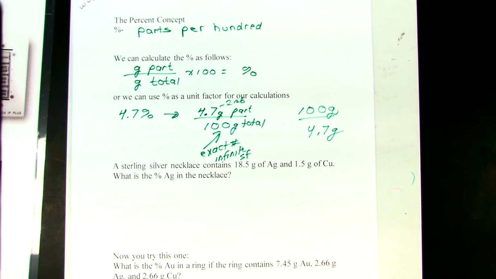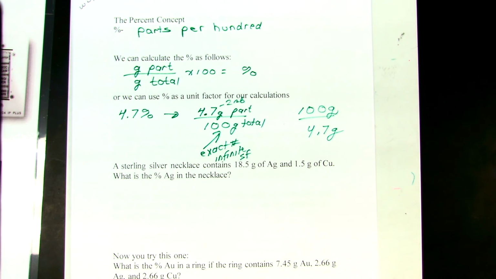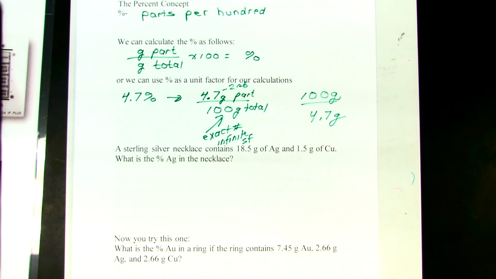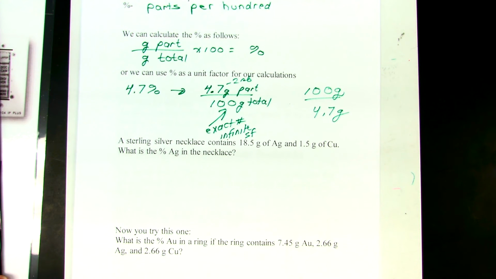Now, the tricky part is figuring out what you're supposed to do when you read the problem. And you can usually get a clue at figuring this out by looking at what's written and just writing things down. I think I told you last time that I like to read through the problem and just write all the numbers down on the side because then I know what I have to work with. A sterling silver necklace contains 18.5 grams of silver and 1.5 grams of copper. What is the percent silver in the necklace?